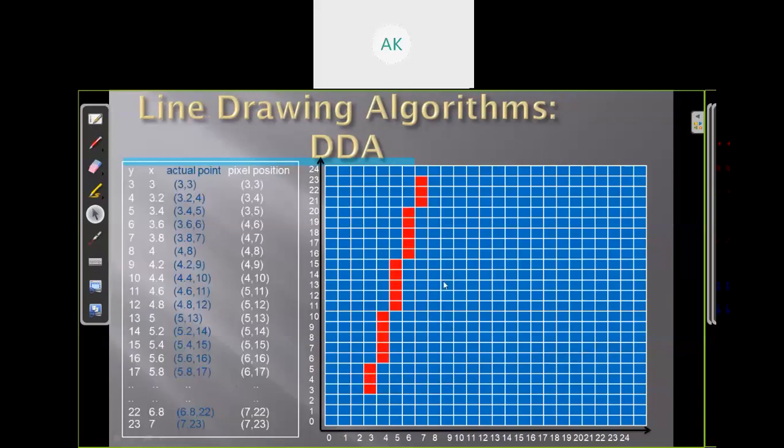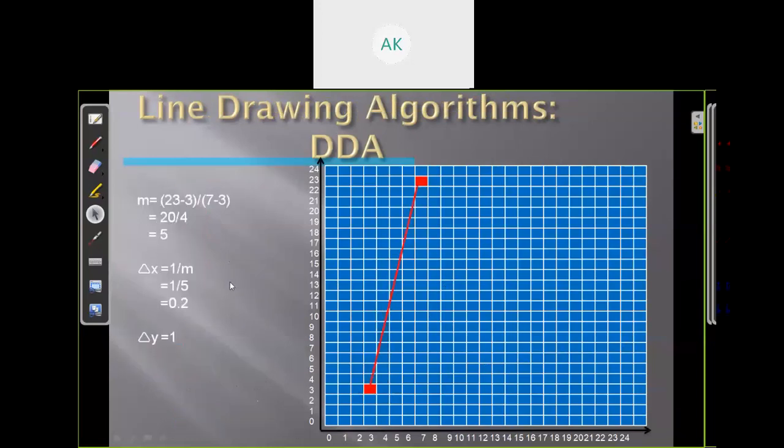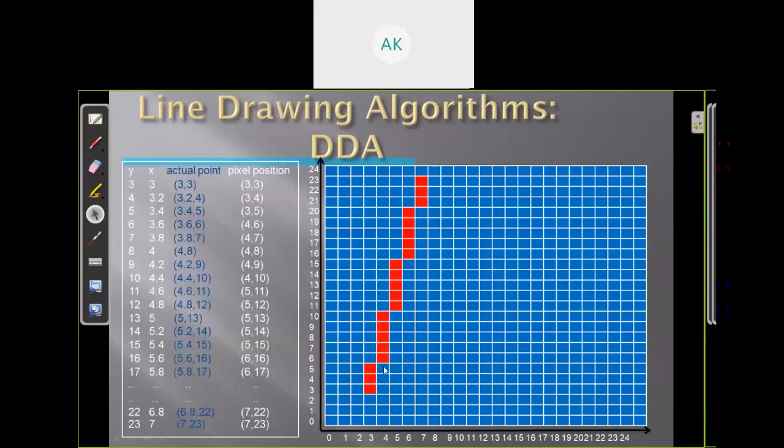The same question is done for when m is greater than 1. Here you can see the value of m is 5, which is greater than 1. Then y will change in unit interval, and the corresponding value of x we are finding. Okay, so this kind of line you will get. Okay, does anyone have any doubt? No, okay, is it clear?